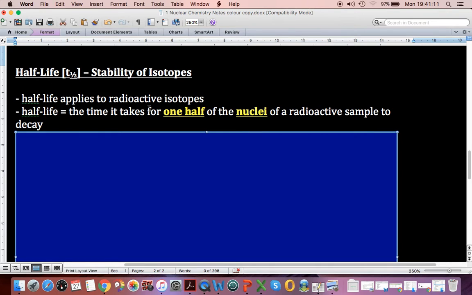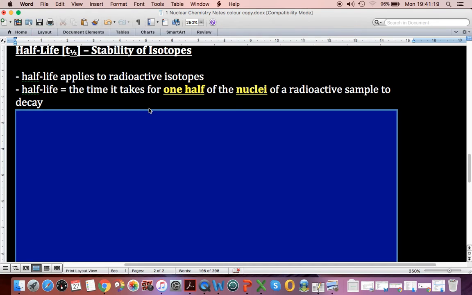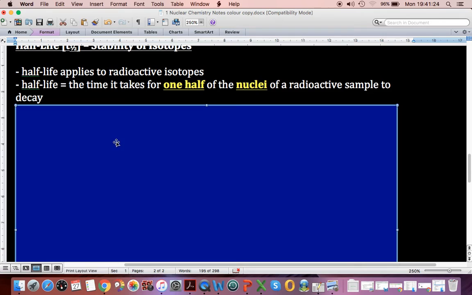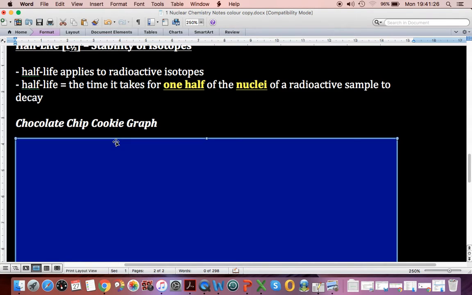Now, typically when we're looking at samples, we're not talking about thousands. We're going to be talking about millions and millions and millions of particles, because these particles are so tiny. And when you see the word decay here, decay just means break down.